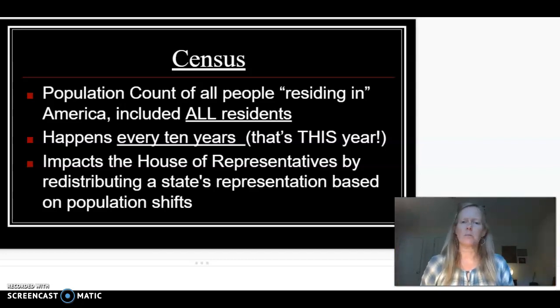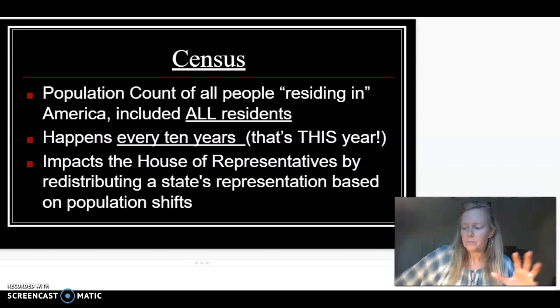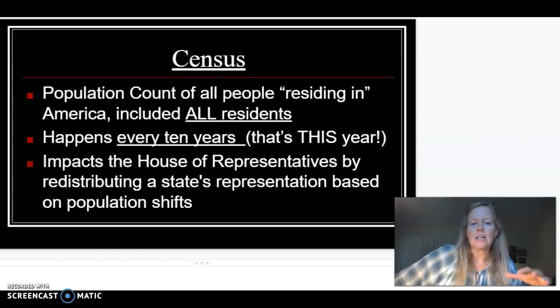There was a lot of controversy about the census this year. Our Republican administration, for various reasons, did some things that made it very difficult to get a full population count. But fingers crossed, even with COVID, hopefully we did. So every 10 years, and here's why this is important. After that census is counted, it's going to impact the House by redistributing a state's representation based on population shifts, okay?